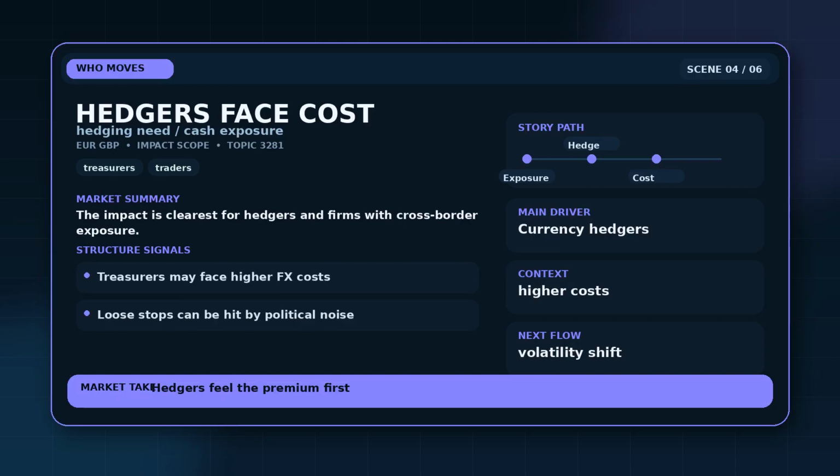The direct impact lands on FX traders, importers, exporters, and treasurers with euro-pound exposure. The immediate effect is higher hedging attention and less tolerance for tight stop levels. For companies, a wider spread can raise the cost of moving cash between currencies. The practical consequence is political timing becomes a market variable, not background noise. That is the viewer value here, understanding who faces the change and why the change is not the same for every participant. The effect is not evenly distributed, so the segment focuses on the group with the clearest supported exposure.